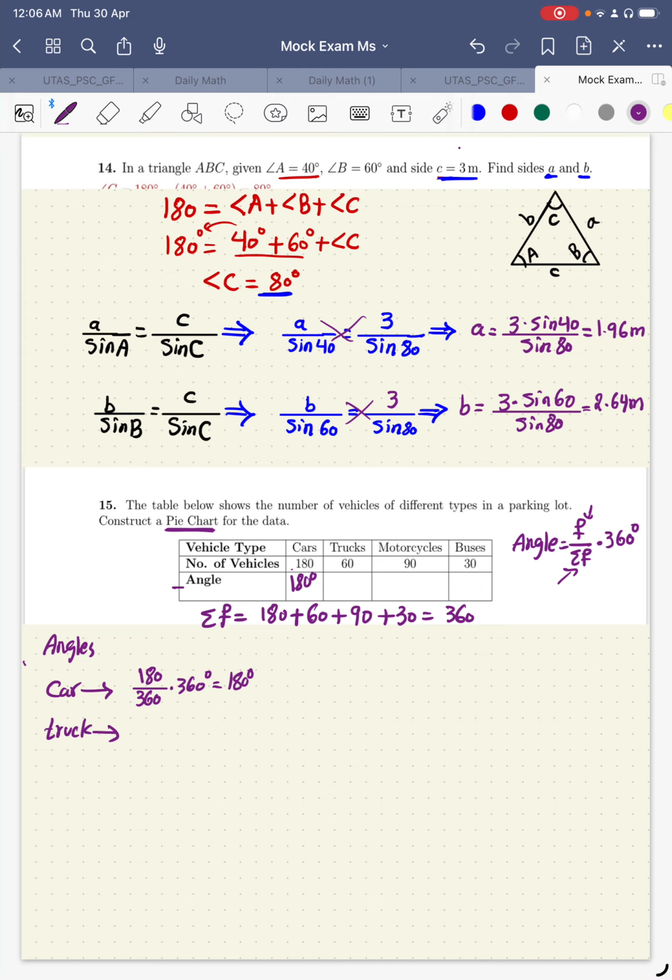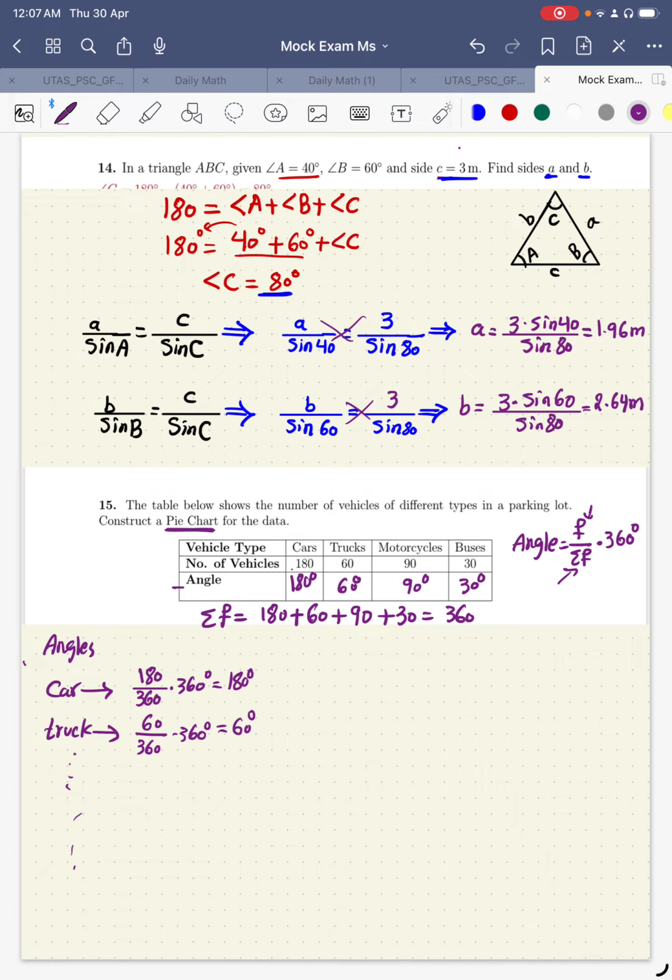It's gonna give me 60 divided by 360 times 360 degree. It's gonna give me 60 degree. So I can do it for all of them. So this one gonna be 60 degree, this one gonna be 90 degree, and this one gonna be 30 degrees. You can do it by yourself, but what you're gonna do, you just need to use your calculator to find all the angles. You're gonna divide it by the total number, and again you're gonna multiply it with 360 degree.